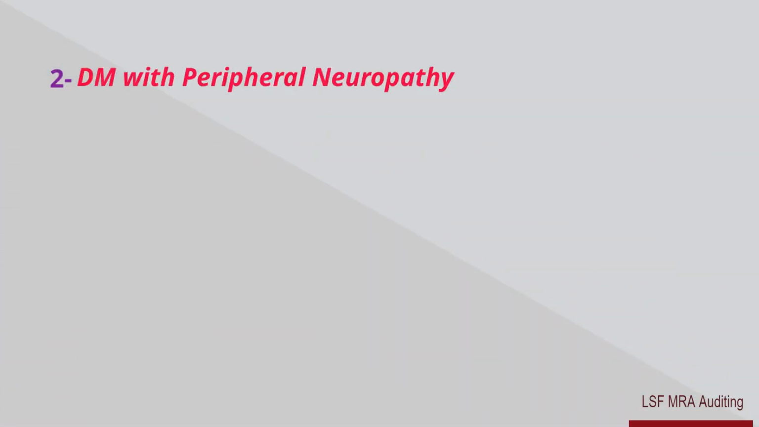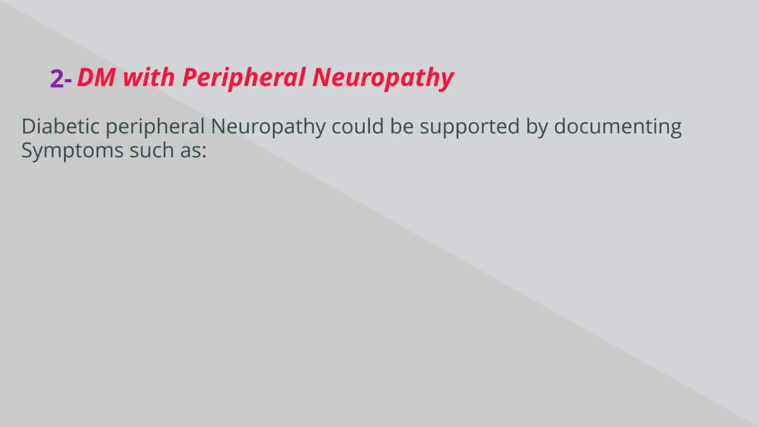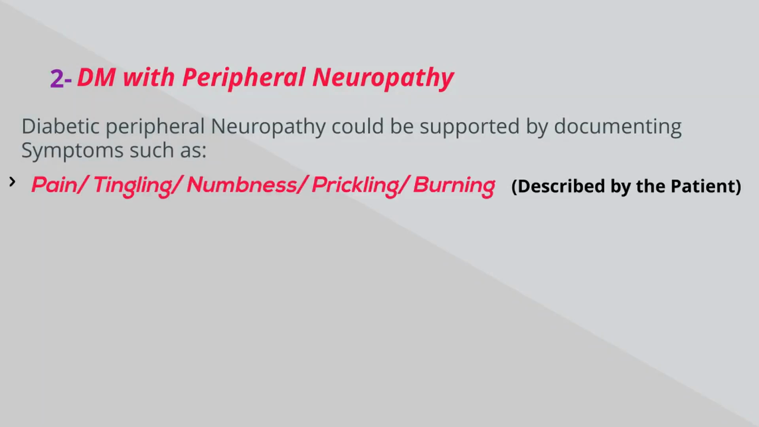Diabetic peripheral neuropathy. There are different ways to support diabetic peripheral neuropathy. It depends on whether the patient is symptomatic or asymptomatic. When the patient is symptomatic, the healthcare provider needs to document symptoms, manifestations of neuropathy. For example, pain, tingling, numbness, prickling, or burning of both legs as described by the patient.